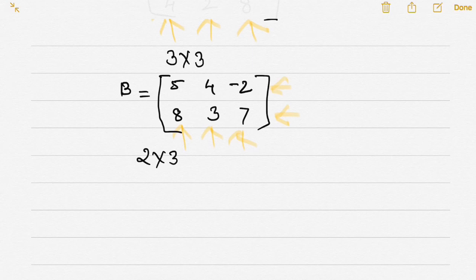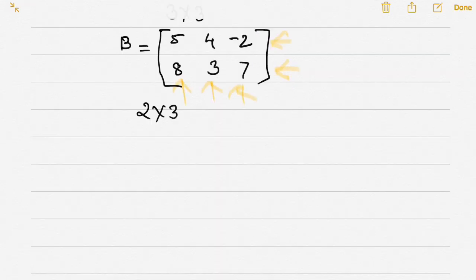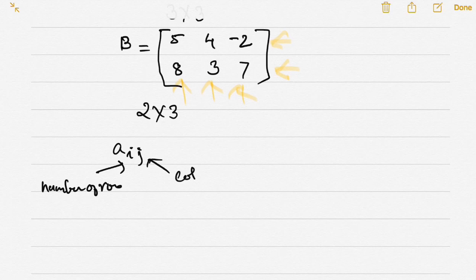Now, any element of a matrix can be written as A, I, J, where I represents the number of the row and J represents the column number. Suppose for the given matrix I say find A23. It means the third element of the second row.